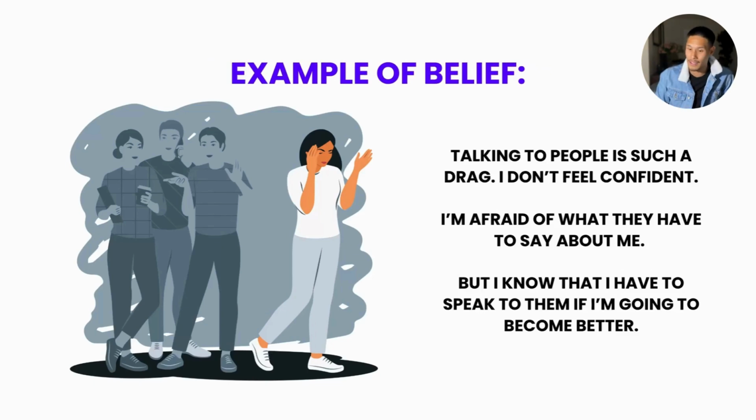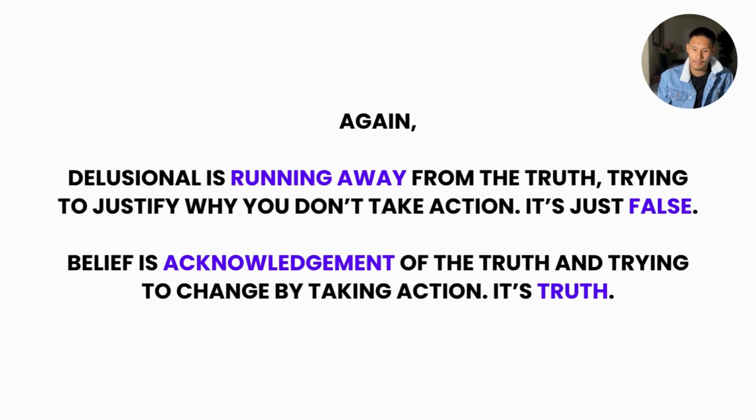Belief might be something like this. Talking to people is such a drag. I don't feel confident. I'm afraid of what they have to say about me. But I know that if I'm going to become better, I have to speak to them. It's the only way. I can't avoid this any longer. So again, delusional is running away from the truth, trying to justify why you don't take action. It's just false. Belief is acknowledgement of the truth and trying to change by taking action.